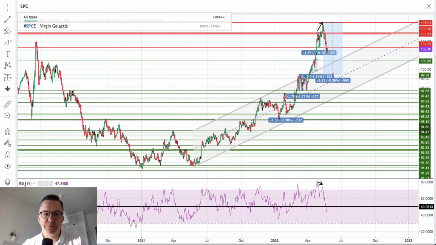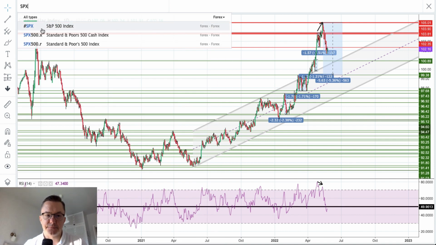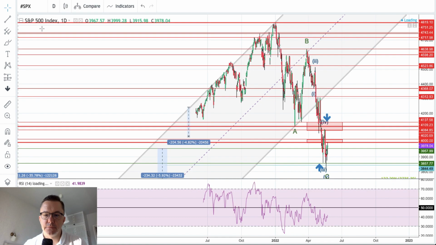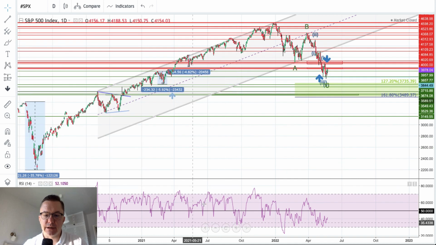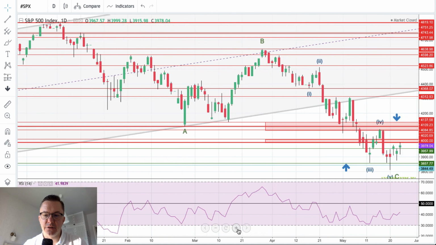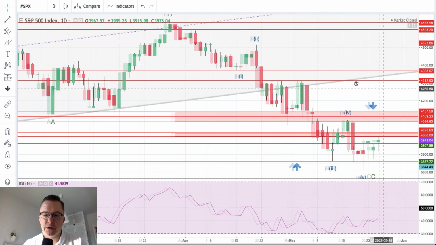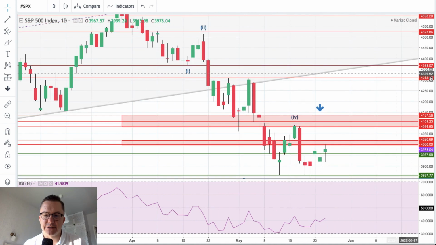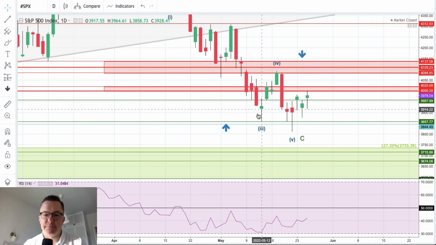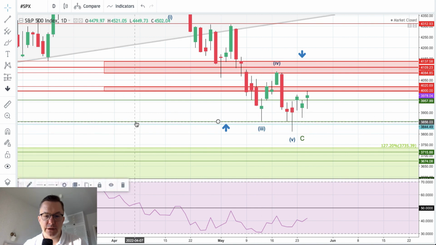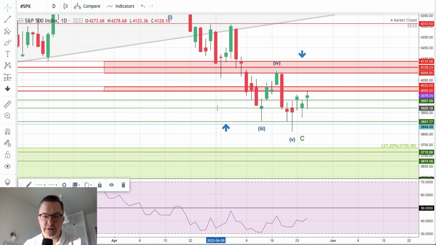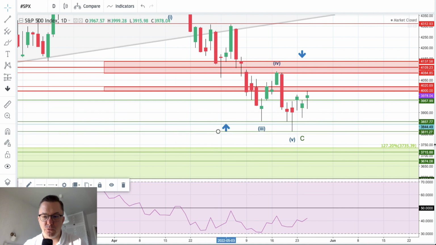What is the S&P 500 doing then? The S&P 500 market, as you can see, is not really moving that much. The recent few days, last week and this week, had made a bottom for the wave 5. So this bottom here will be definitely noted, 3,811. The bottom for the wave 5, bottom for the wave 3, 3,857.